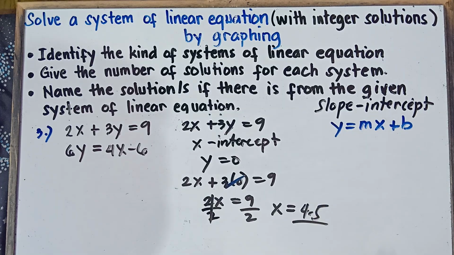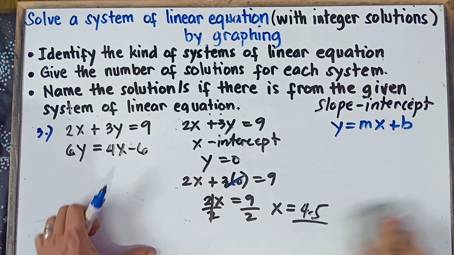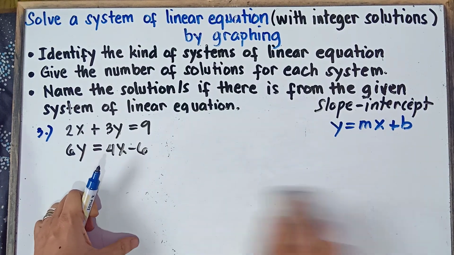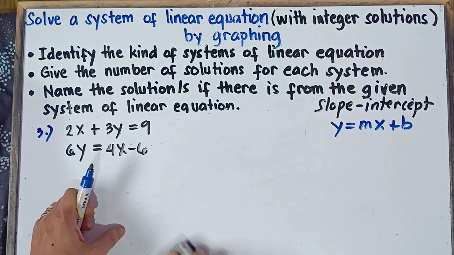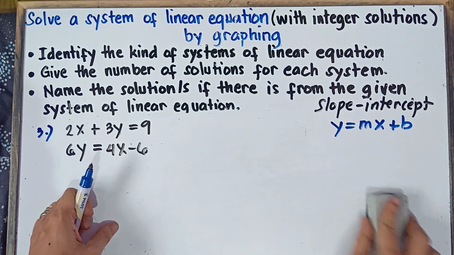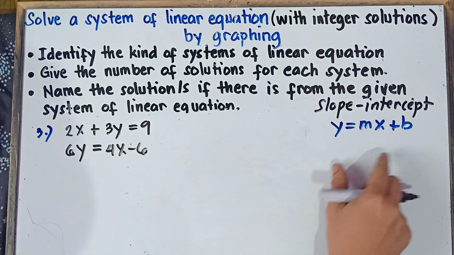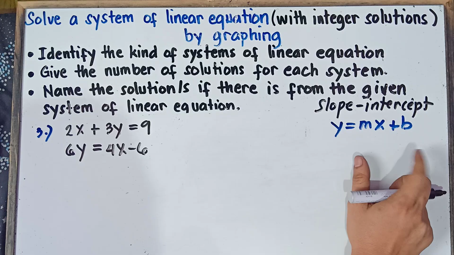So we will be using the rise over run. So we can use this one, class. We cannot use this x-intercept and y-intercept. You can actually use that one, class, 4.5. But for me, class, it would be really complicated if you're dealing with decimal. So let's have this one, class. We convert this one into slope-intercept form. I think this is also easy for us.